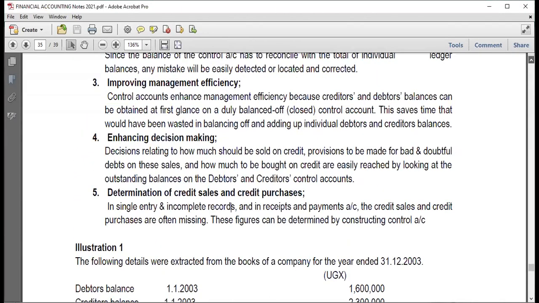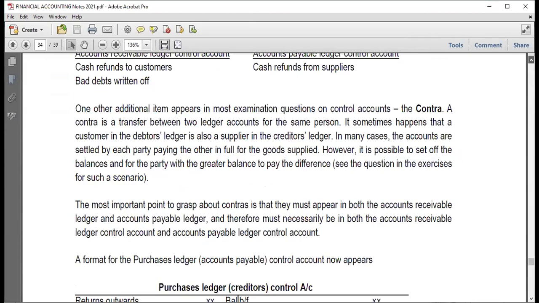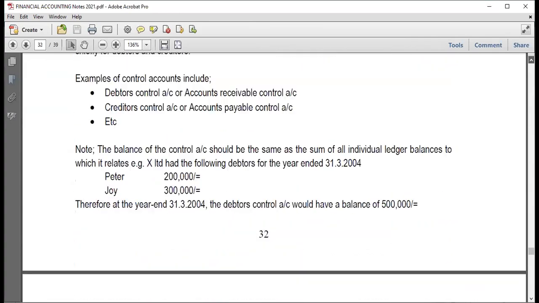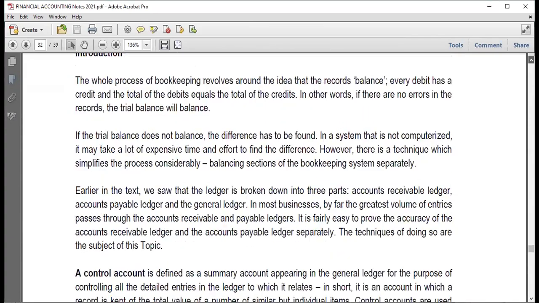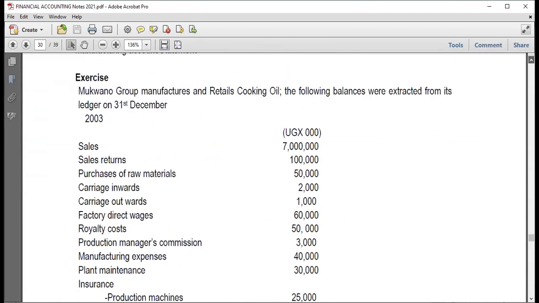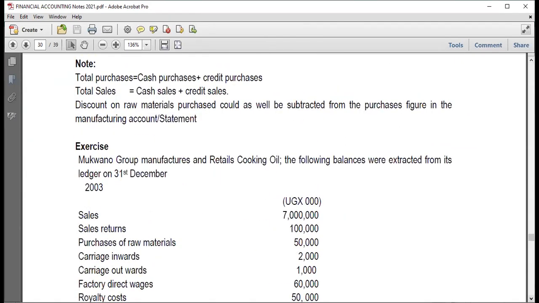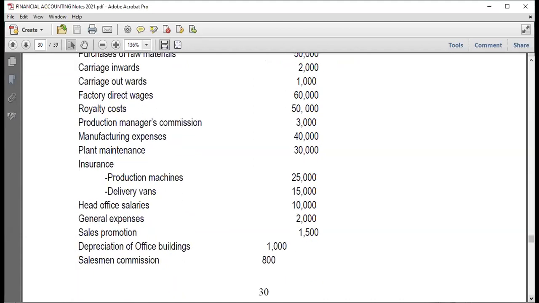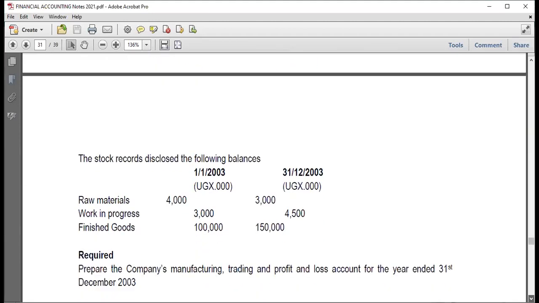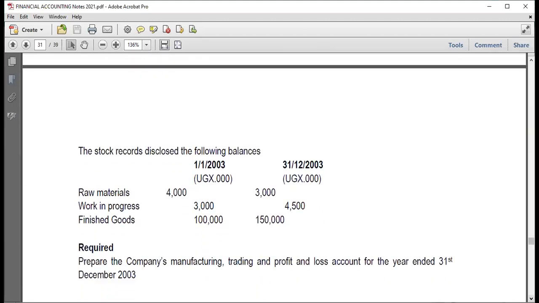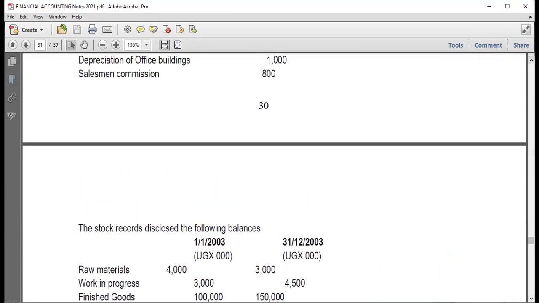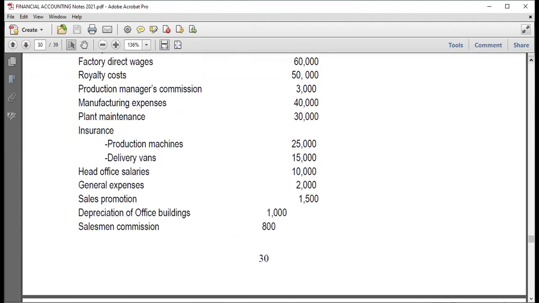Make sure that you try out this exercise on manufacturing accounts, okay? Try this question and share your solution on the WhatsApp group, okay? Let's see how we can read together on the WhatsApp group. Make sure in case you come across a question, share it on the WhatsApp group and let other people know, so that maybe they help you with the question, okay?